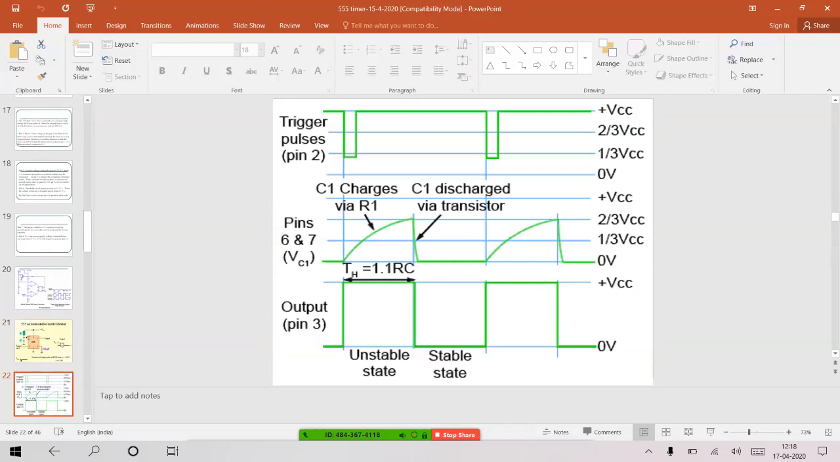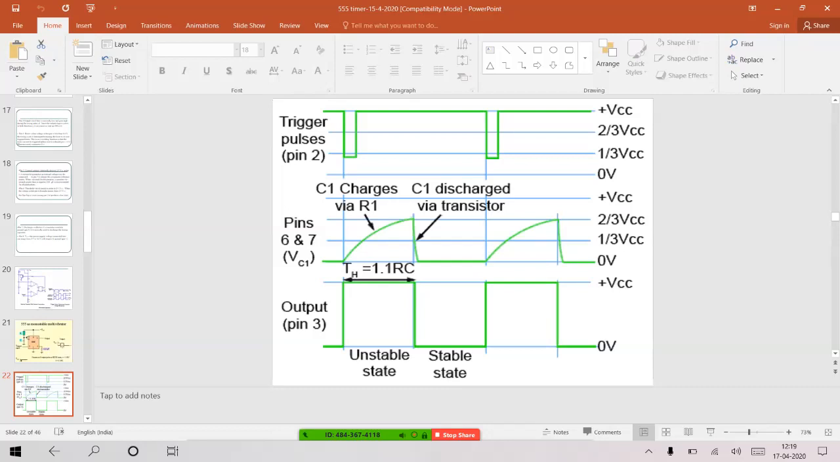Okay, so waveform, if you want a detailed waveform discussion, you can do here. You have a trigger pulse with magnitude 0, 1 by 3 VCC, 2 by 3 VCC, and VCC. So you can just mark these points, because when you apply trigger, magnitude goes below 1 by 3 VCC, then only you can expect your comparator output to go high. That is the lower comparator I am talking about. And when lower comparator output goes high, reset pin is high, output goes high.